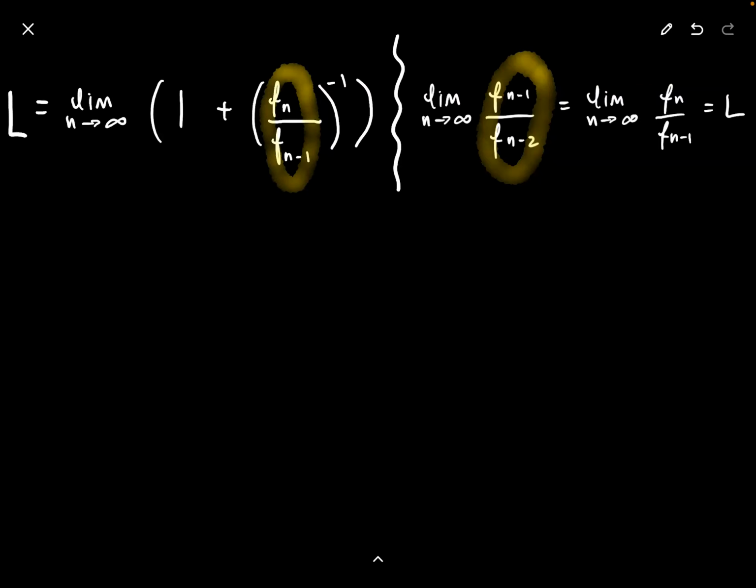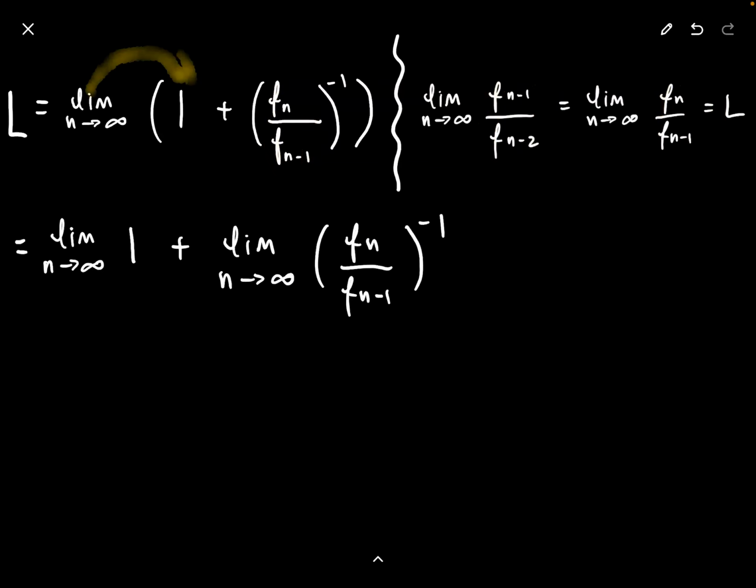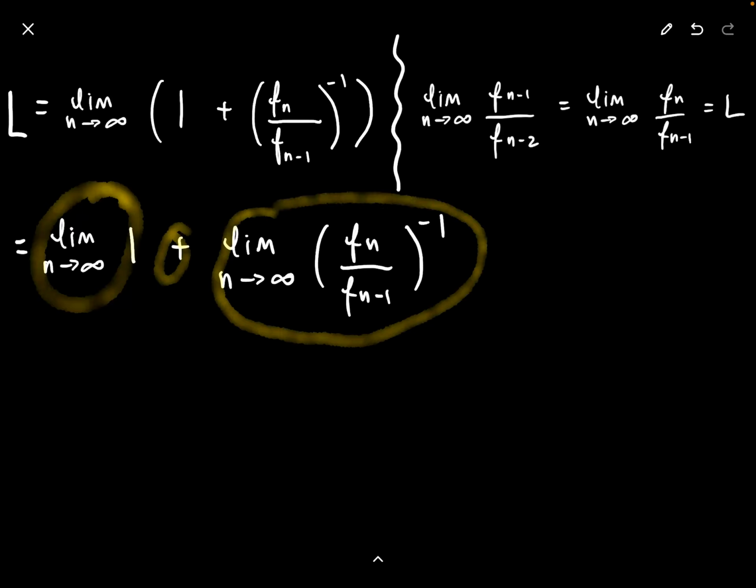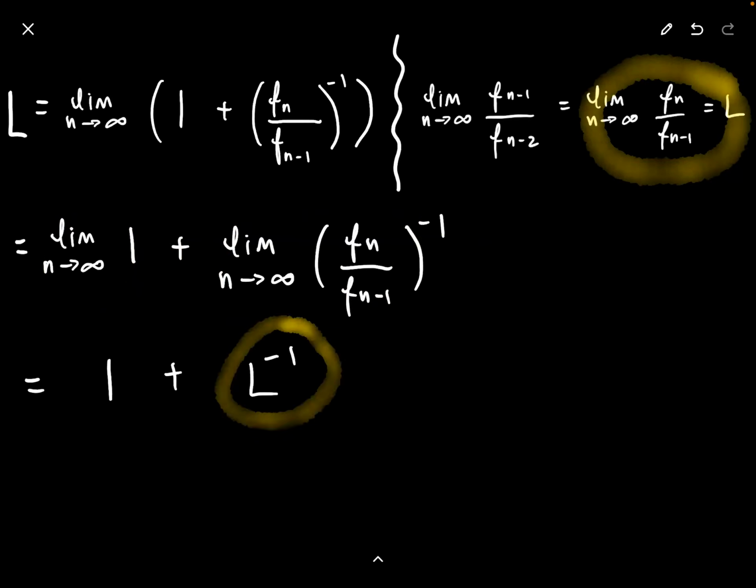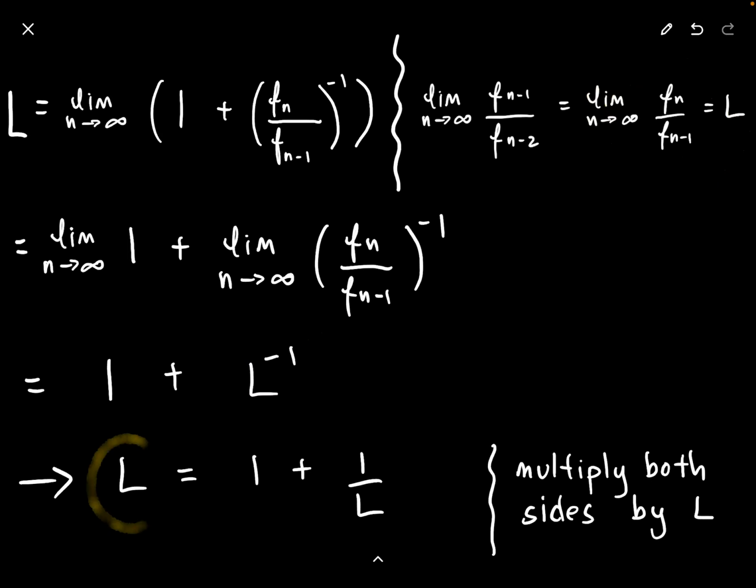When we take the limit as n becomes large, the limit of the ratio of successive terms will go to L. Next we'll take the limit term by term. So we have the limit as n becomes large of 1 plus the limit as n becomes large of the reciprocal of the ratio. Since the limit as n becomes large of the ratio is equal to L, the limit of the reciprocal of the ratio will go to L to the minus 1. So the limit L we are looking for is equal to 1 plus 1 over L.